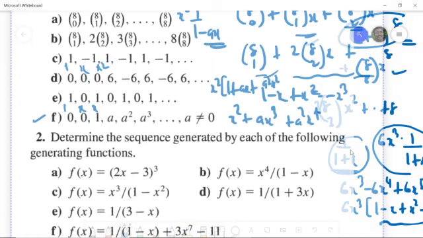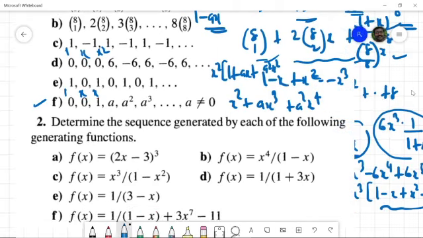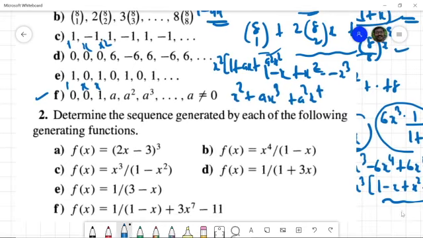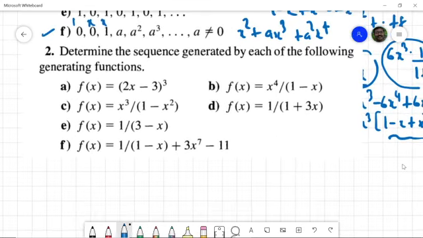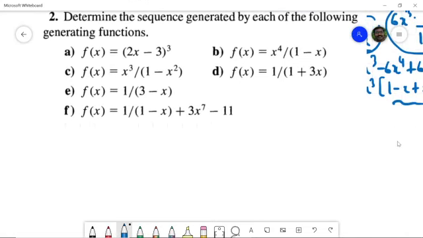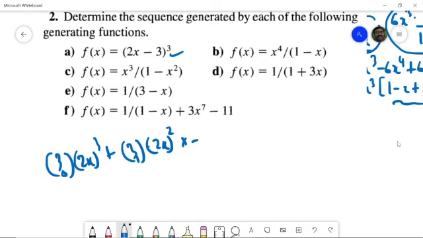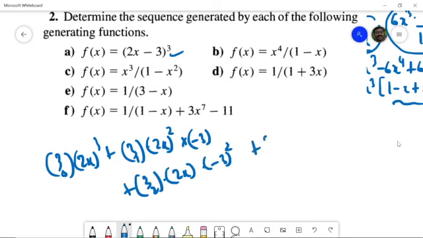Okay, now let us try to understand the next type of problems. Here you are being asked to find the corresponding sequence generated by these functions. It is very easy. So the first one is 2x minus 3 whole cube. Just write down the binomial theorem for that. What is it? It is nothing but 3c0 (2x) the whole cube plus 3c1 (2x) the whole square into minus 3, then 3c2 into 2x into (minus 3) square, then finally 3c3 when 2x is over, (minus 3) the whole cube. Okay, just write down the binomial theorem and simplify this result.